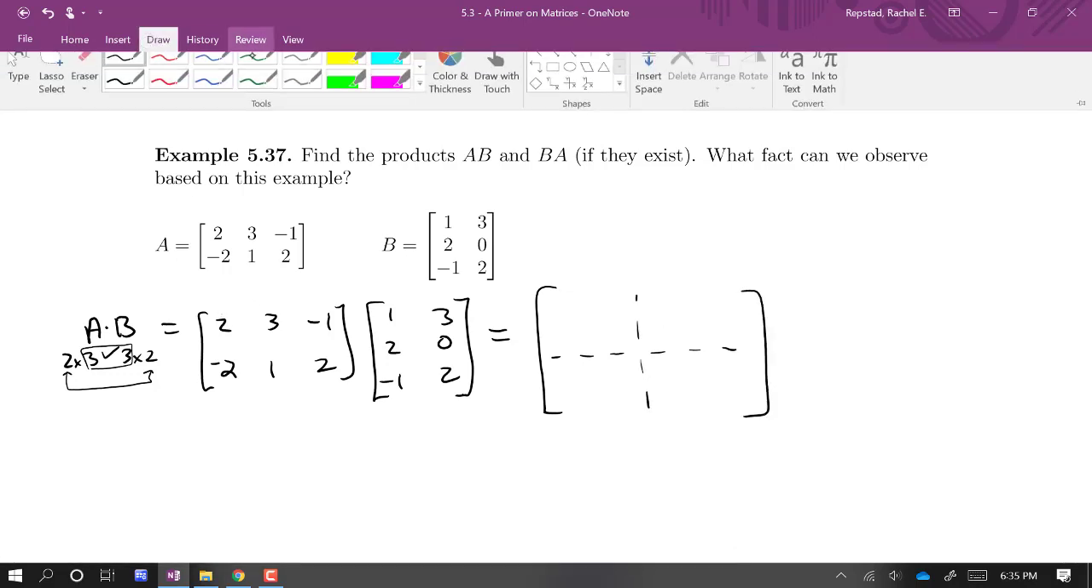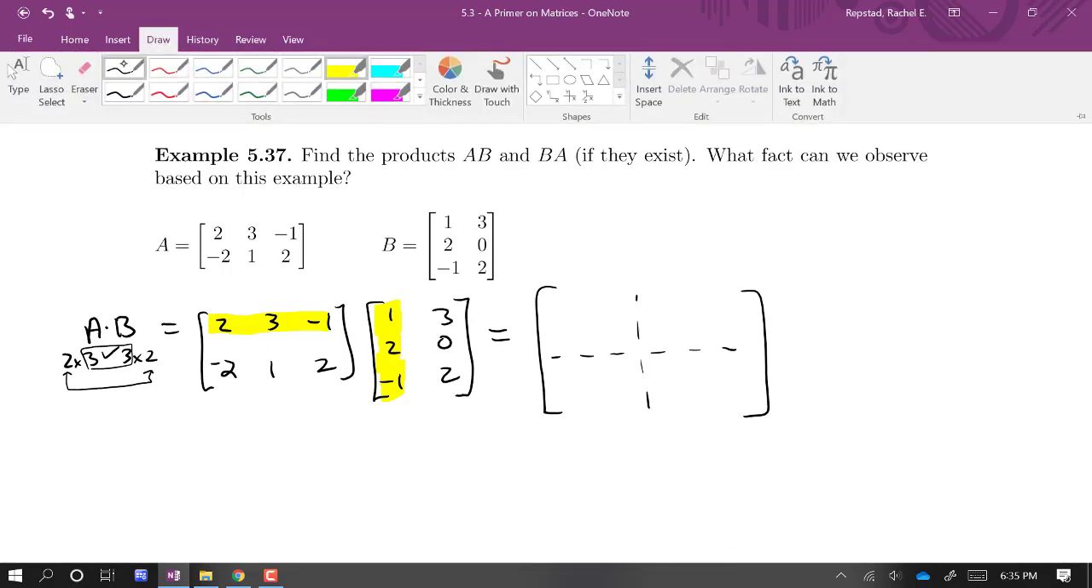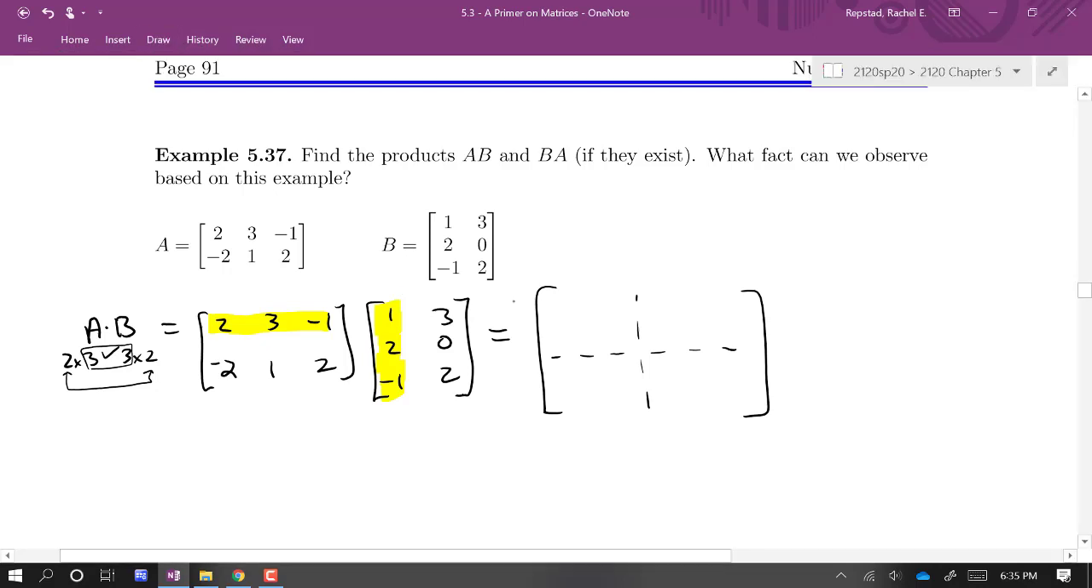So now let's see, the first row by the first column. Now this time what I'm going to do is just find the products and then write their sum. So 2 times 1 is 2, plus 3 times 2 is 6, plus -1 times -1 is 1. Moving over to the second column, 2 times 3 is 6, plus 3 times 0 is 0, plus -1 times 2 is -2.